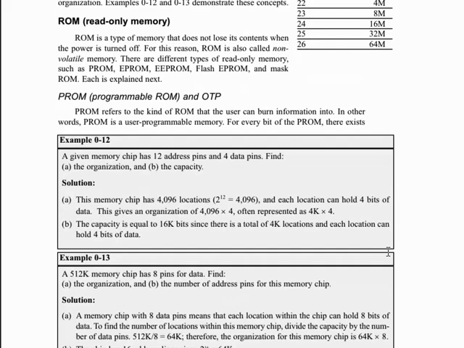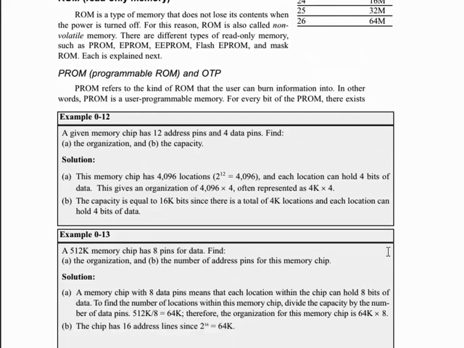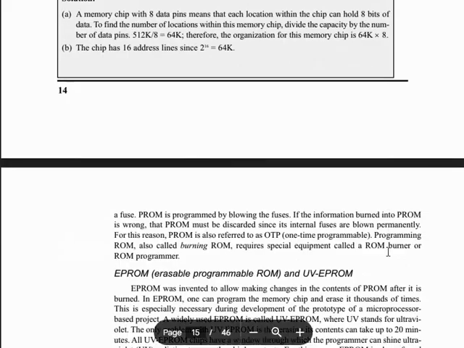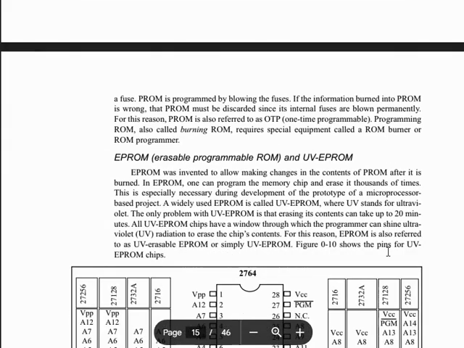PROM and OTP. PROM refers to programmable read-only memory. For every bit of PROM, there exists a fuse. It can be programmed by the programmer once, using a special programming device to burn the data into the ROM. Once programmed, the data cannot be changed or erased.